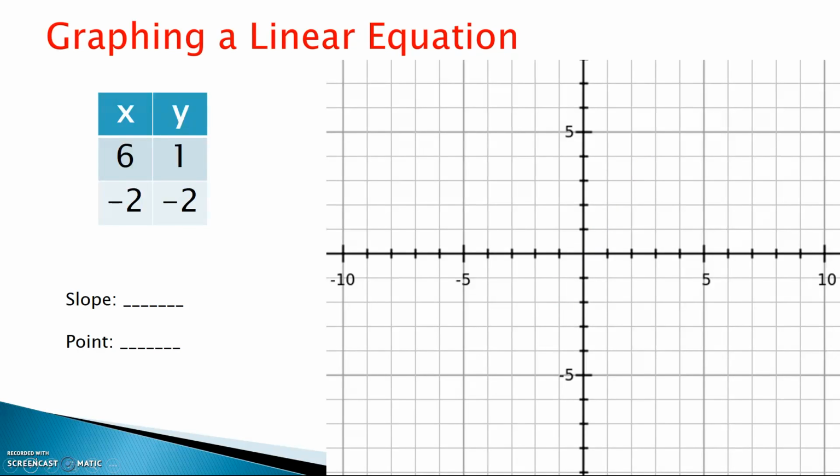All right, so let's go through it. Here we go. I need to plot my 2 points. So 6, 1. I'm gonna scoot over 1, 2, 3, 4, 5, 6, and I'm gonna go up 1. That's my very first point there. The next one is -2, -2. That means I go left 2, down 2.